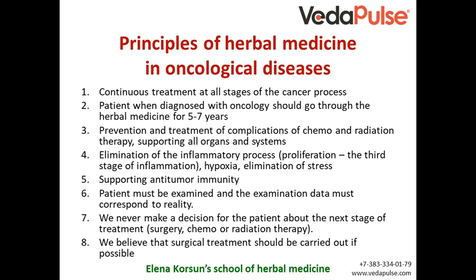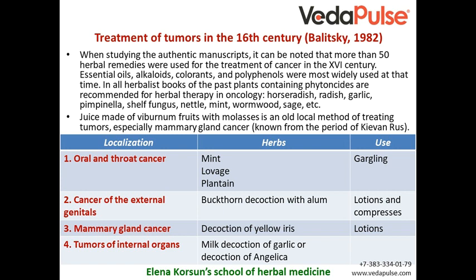The history of using herbal therapy for cancer takes its roots a long time ago, and we made reports on the history of herbal therapy, and you can see that there were some experiences in the 16th century, for example, the usage of juice made of viburnum fruits with molasses. Described, known from the period of Kievan Rus, described in Balitsky's book.